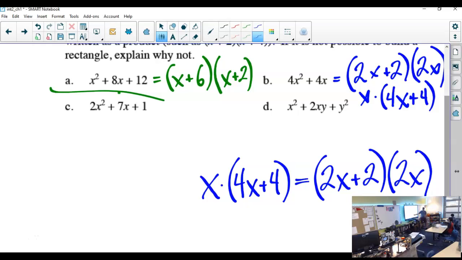Yeah, because 4x times 4 makes what? 4x squared. 4x times x. And over here, 2x times 2x. 4x squared. 2 times 2x. Oh, okay. Yeah.